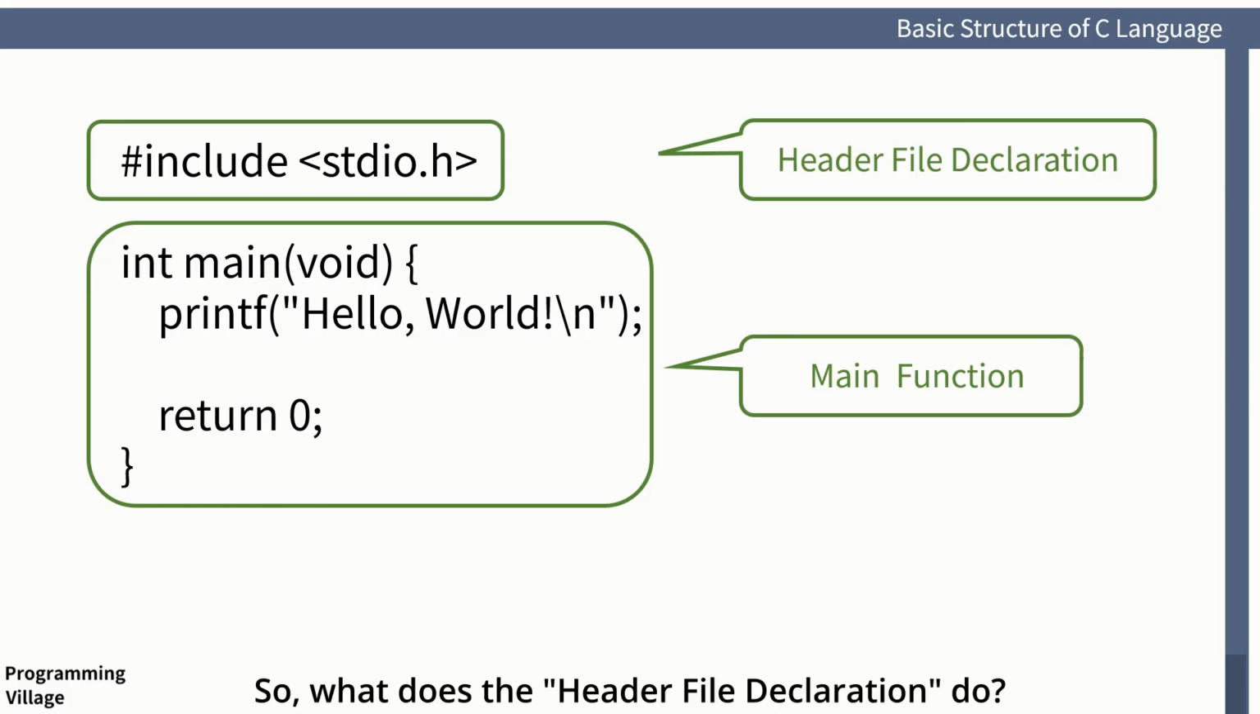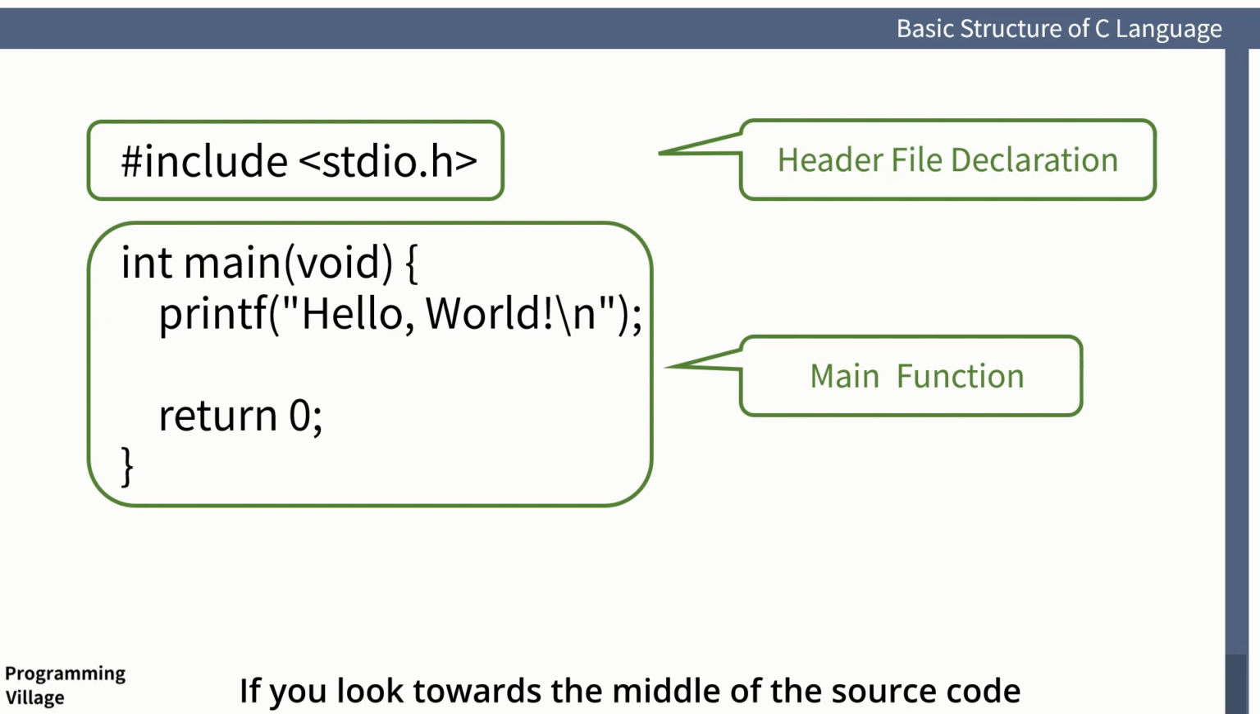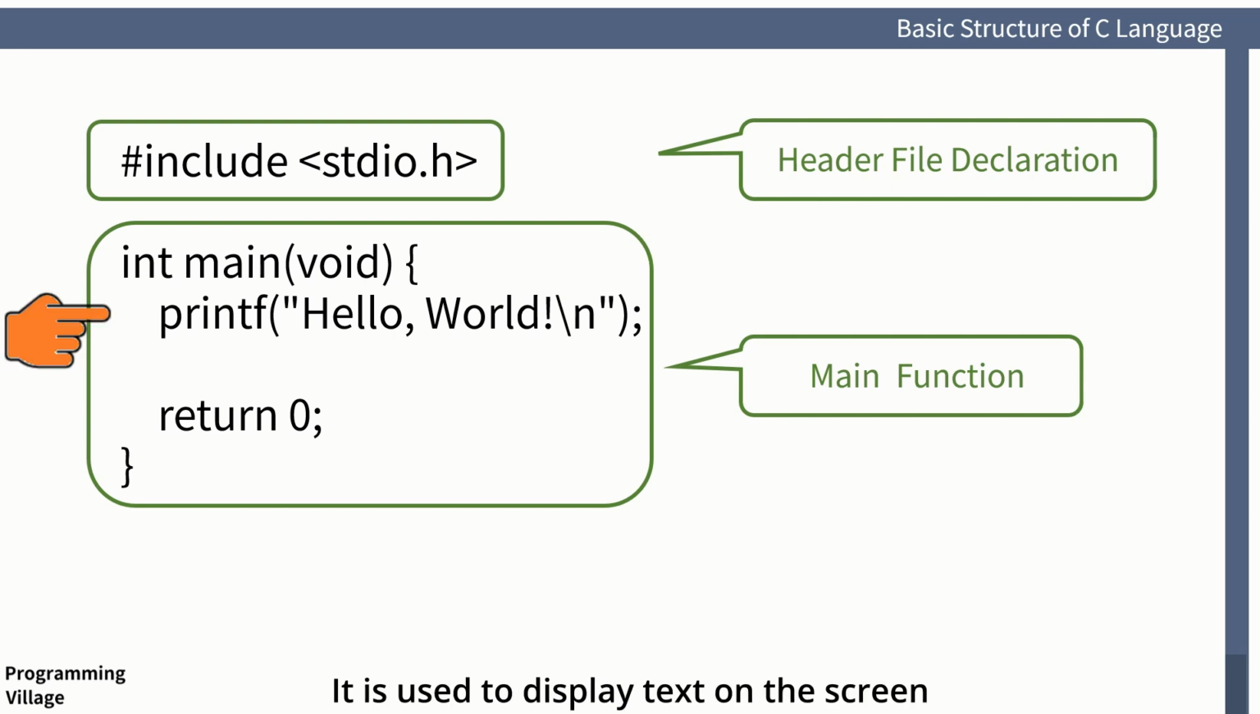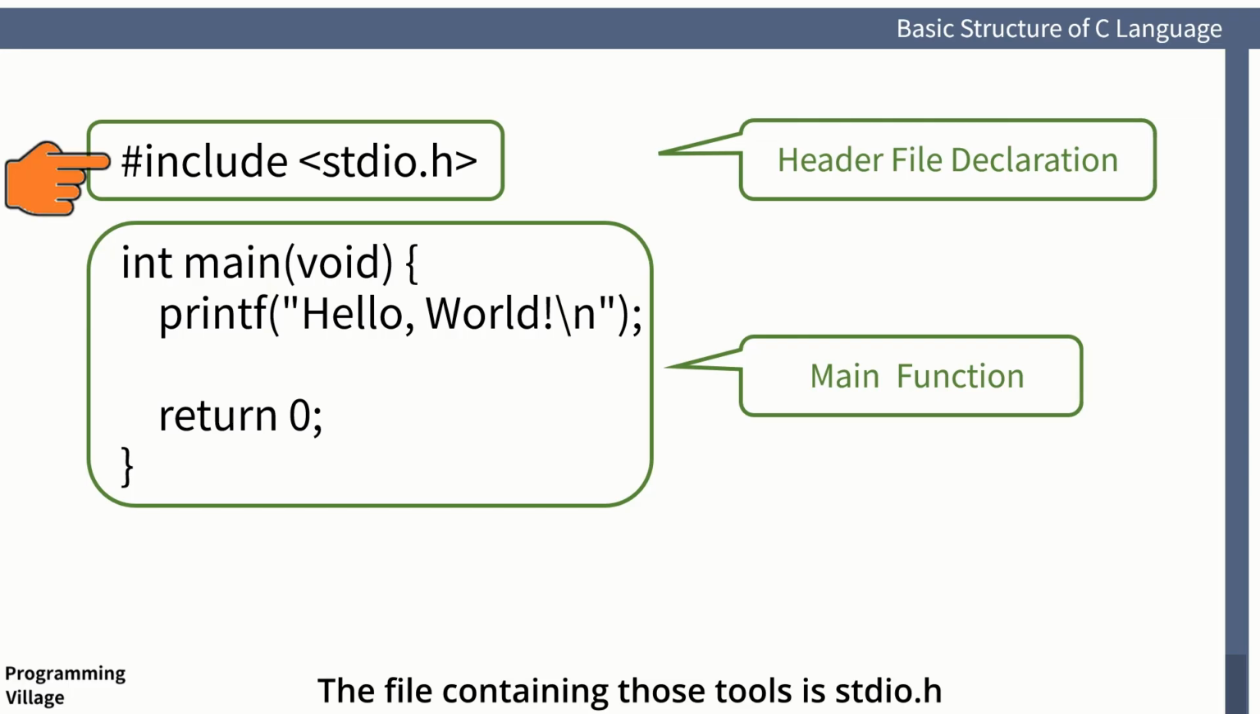So, what does the header file declaration do? If you look towards the middle of the source code, you will see printf. It is used to display text on the screen. The header file declaration is where we import and prepare the tools needed for this printf to work. The file containing those tools is stdio.h. It is referred to as a header. The line #include <stdio.h> means that you are importing the stdio.h header file. For your reference, stdio.h is known as the standard I/O header.